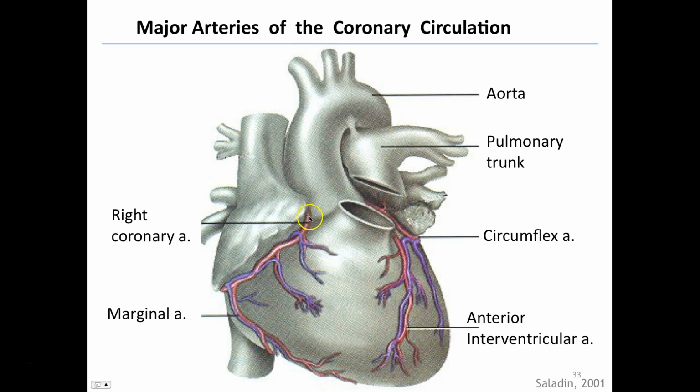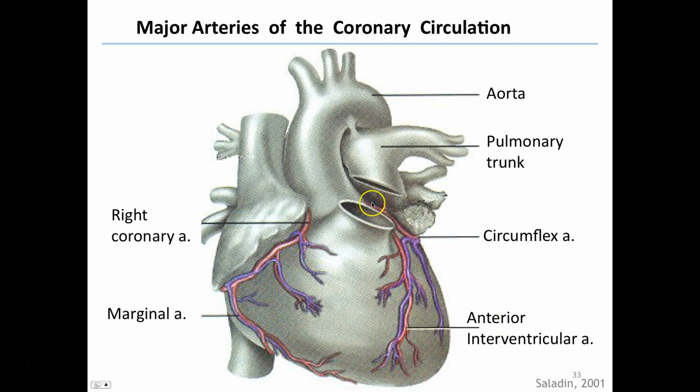The right coronary artery, on the other hand, continues through the groove between the atrium and the ventricles, the atrioventricular groove, all the way around to the posterior surface of the heart. And as it does that, it gives off branches like the marginal artery here on the right side, or the right aspect of the heart.